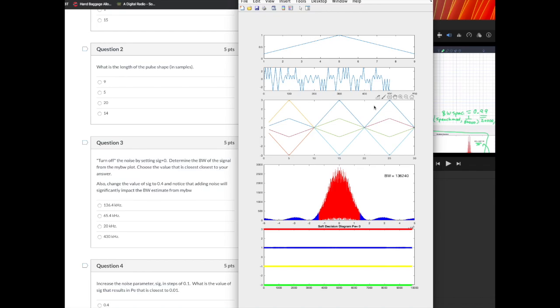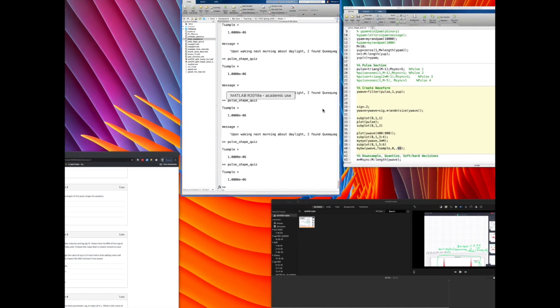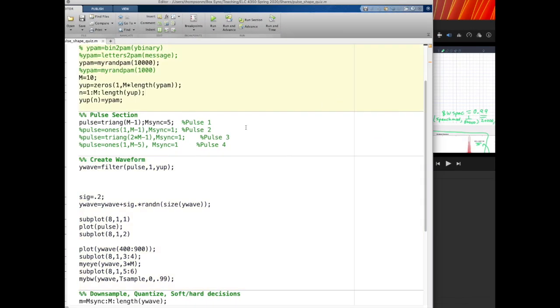So what I also wanted you to notice, as part of the quiz question, is that if I add noise, I'm going to rerun this with the sigma value of the noise power being 0.2. Okay.